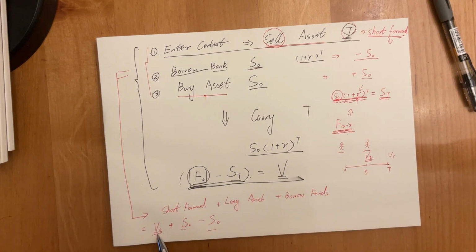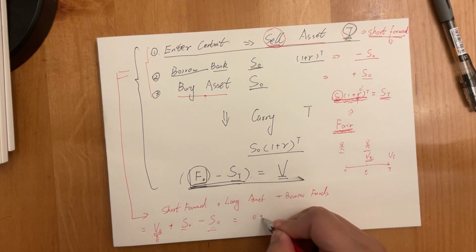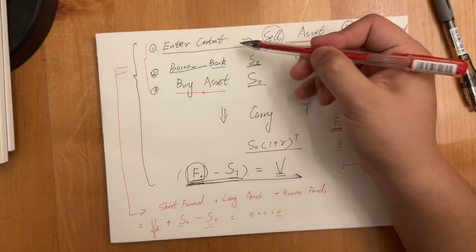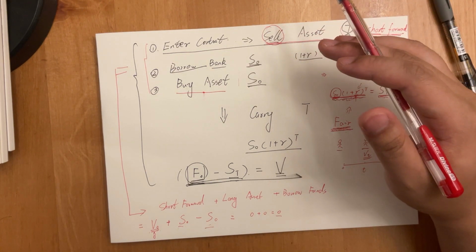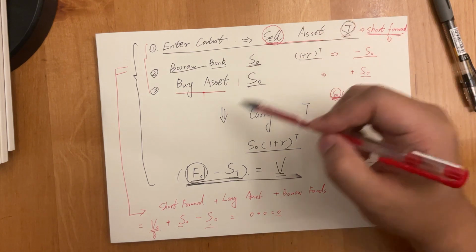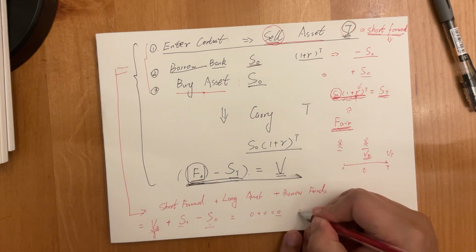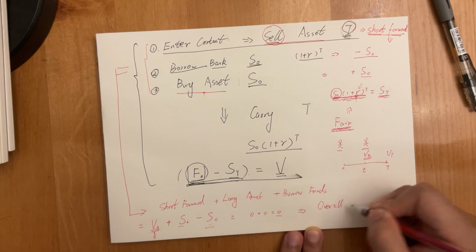So this will be 0. These two cancel out, so it will be 0 plus 0, which is 0. Okay, so initially, you're doing all this kind of contract, borrowing from the bank, and buying a specific asset. That does not matter, because all of this will just get you a 0 overall position. Okay, that will be our overall position.